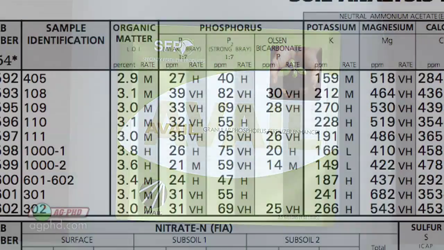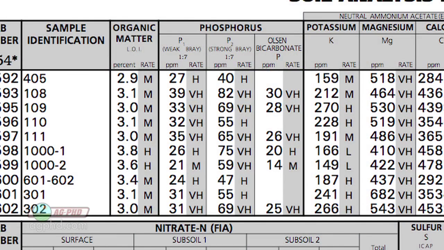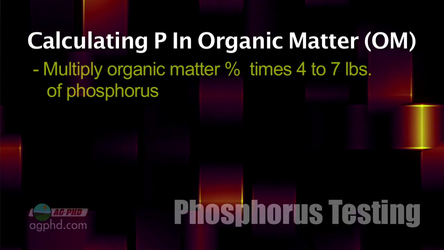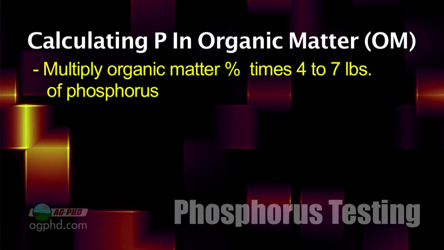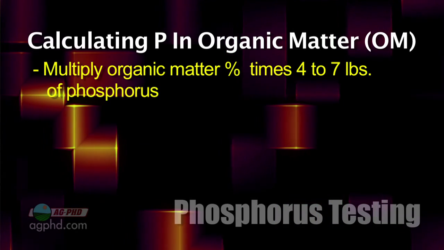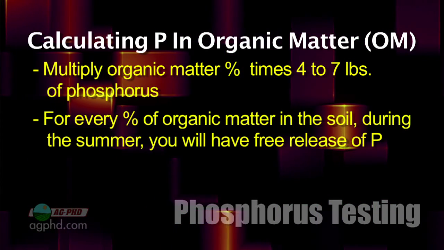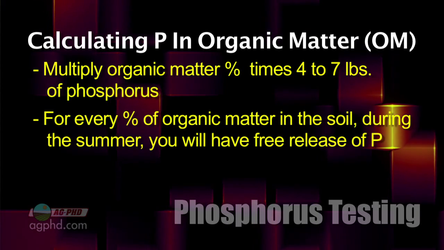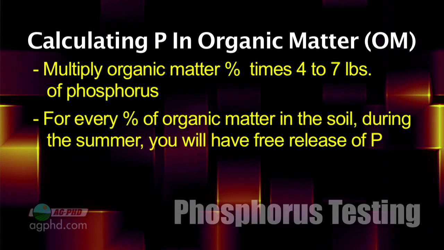Well, when you think about the phosphorus that's going to be available for our crop, it's one thing to look at what's on the soil test, but the other thing you have to consider is that there is also organic matter in your soil. Well, that's on the soil test too, and so all you do is multiply that organic matter percentage times in the range of 4 to 7 pounds of phosphorus. In other words, for every percent of organic matter that you have in your soil, during the summer you're going to have free release of phosphorus.